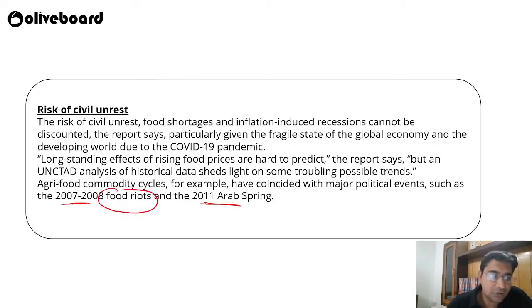Sorry, in 2007-2008 food riots happened because the global financial crisis happened, and in 2011 the Arab Spring happened. So everybody knows the issues: if anything happens in the world economy, it has a cascading effect on all the places throughout the world. We have still not come out of the COVID-19 pandemic, and again the huge issue of war has come, which has been spilling over throughout the world. One after the other the problems are coming, so the risk of civil unrest is also there.